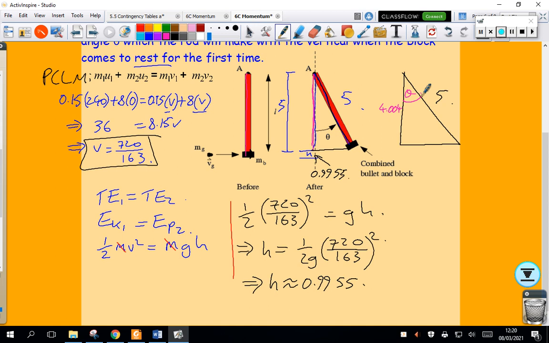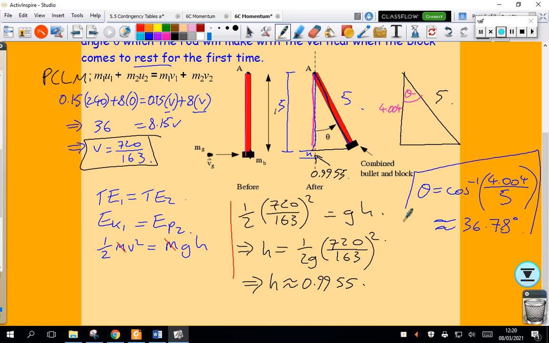Okay? And then we're going to find the angle. Well, remember your cosine formula. Cosine is adjacent over hypotenuse. So cosine inverse of adjacent 4.004 over the hypotenuse 5. That's going to give me my angle. Okay, so cosine inverse, and I'm getting about 36, and go to 2 decimal places, 78 degrees.